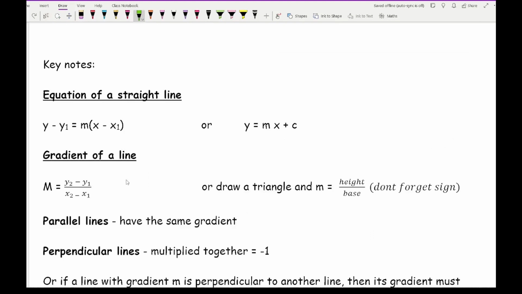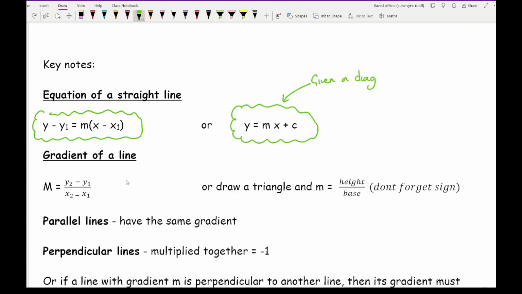So recognizing that the equation of a line is either y minus y1 equals m(x minus x1), and you use this when you know the gradient and a coordinate that the line passes through. Now, if you know the gradient and the y-intercept, then I would strongly recommend that you use y equals mx plus c. This tends to come into play when you've been given a diagram or a sketch of the line, and the other form is what you use when you've got no diagram. But again, you can use either for when you have got a diagram. It's all up to personal preference.